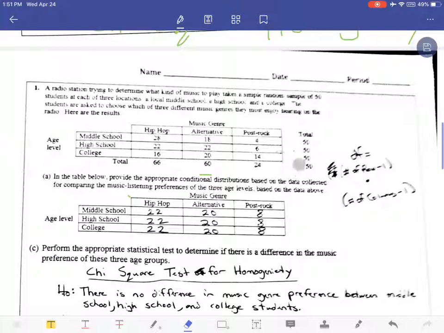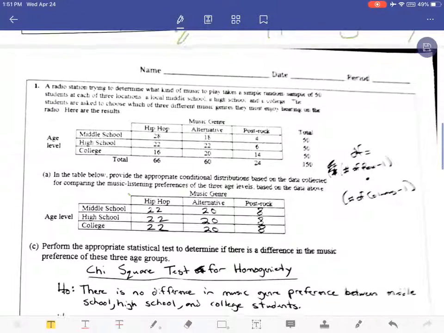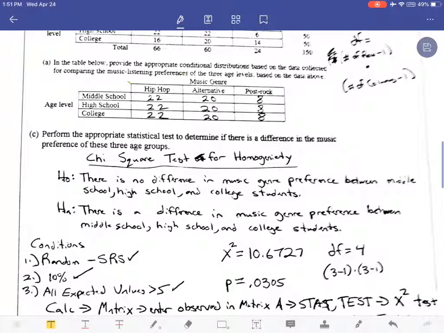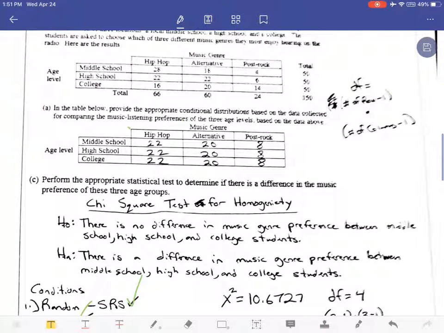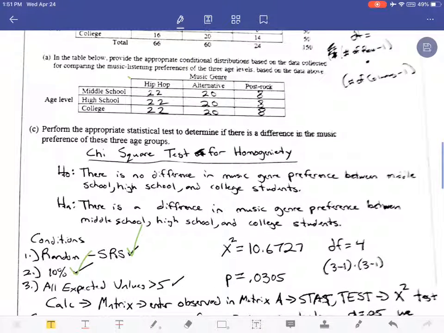So just like any other significance test, that's the first thing that we need to do, write down our hypotheses. Next, we have our conditions, and they're exactly the same as the chi-square goodness of fit test. So it tells us a random sample, so that one checks off. Our 10% condition is met because obviously there's going to be more than 500 middle school, high school, college students in the country, right? So our 10% condition is met, and then our expected value needs to be greater than 5. So this one is met, but I'm going to go back and show you why in a second.